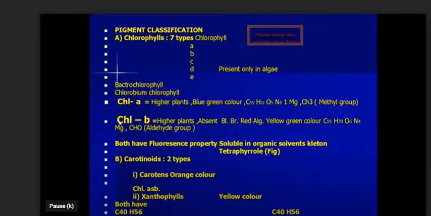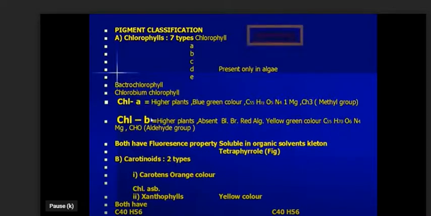Then second is chlorophyll B, which is present in the higher plants and absent in the blue green algae. The color of this chlorophyll B is yellow green, and the molecular formula of chlorophyll B is C55H70O6N4. There is also a centrally located magnesium. Both have the fluorescence property, and they are soluble in organic solvents. They are not soluble in water, but they are soluble in organic solvents.